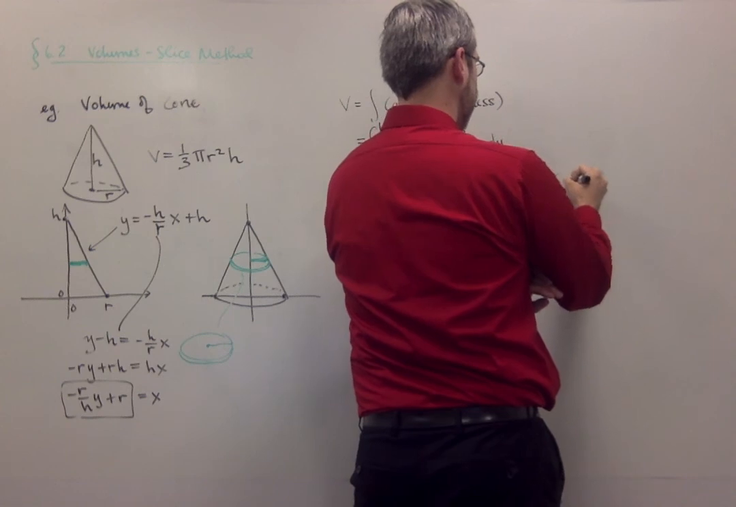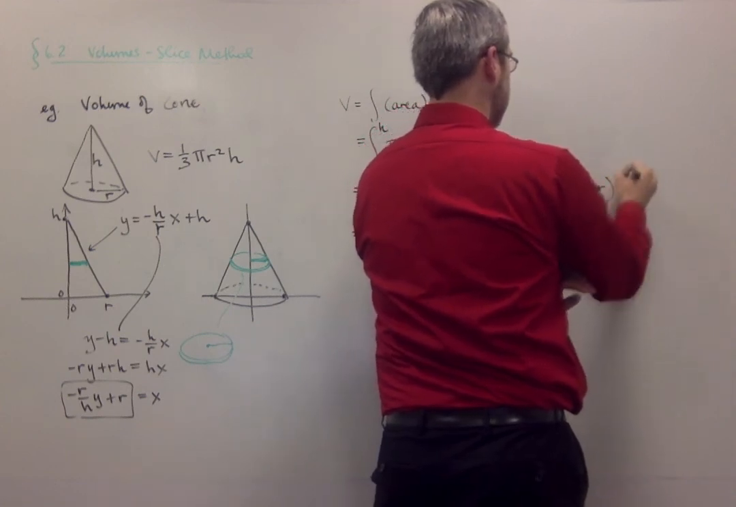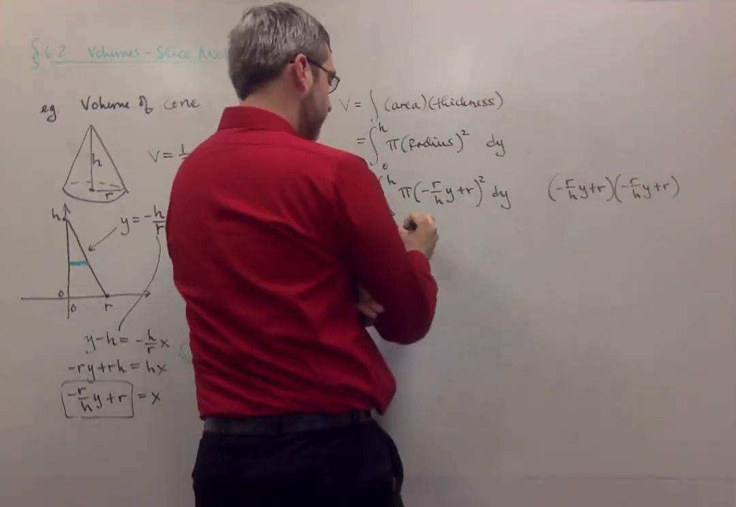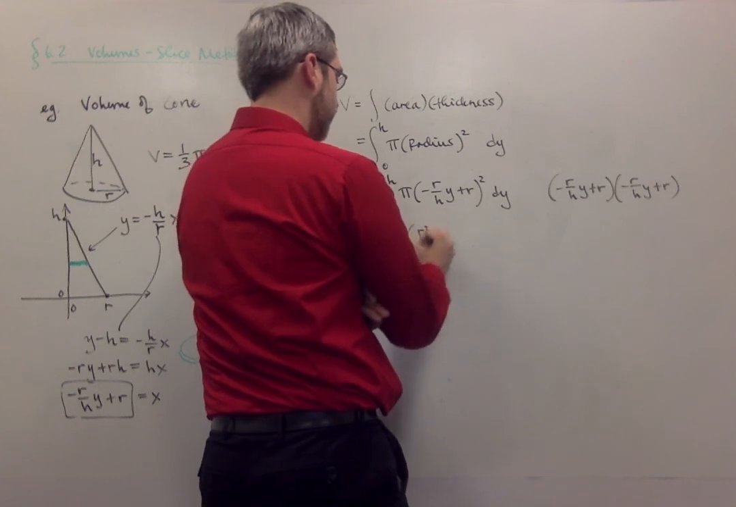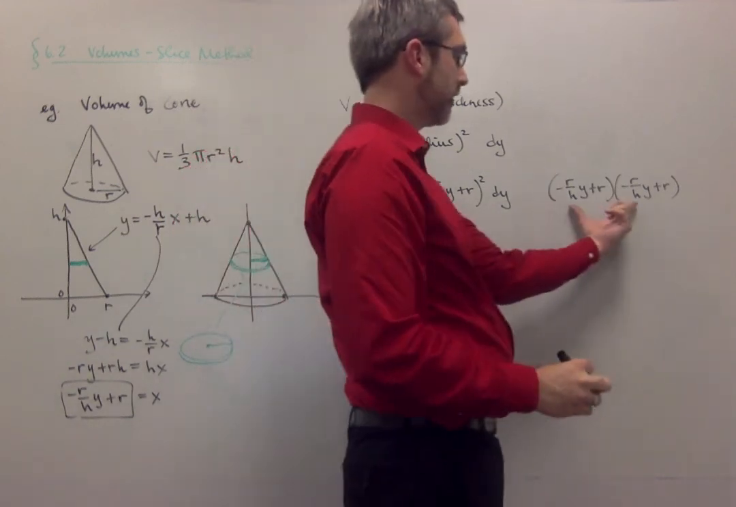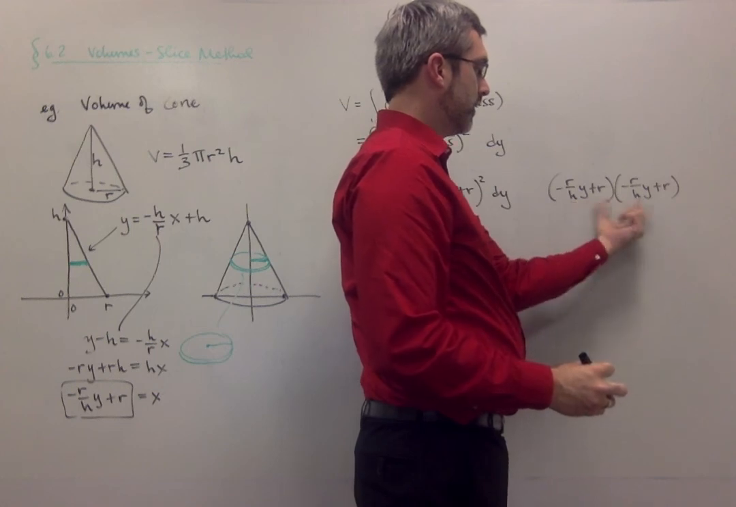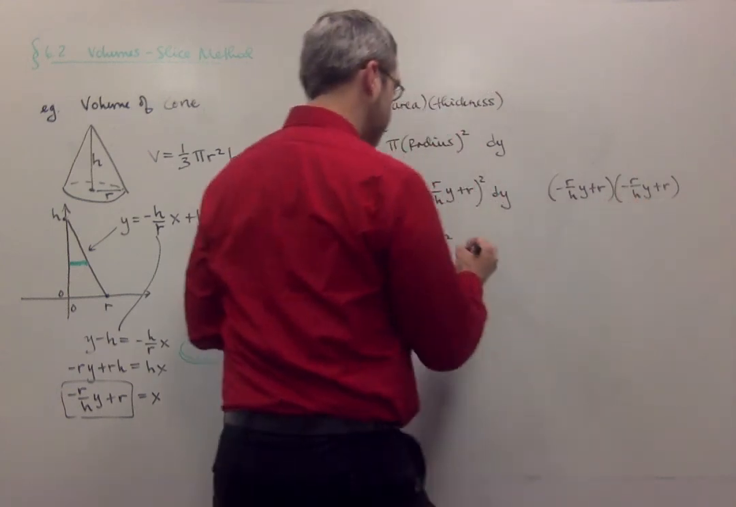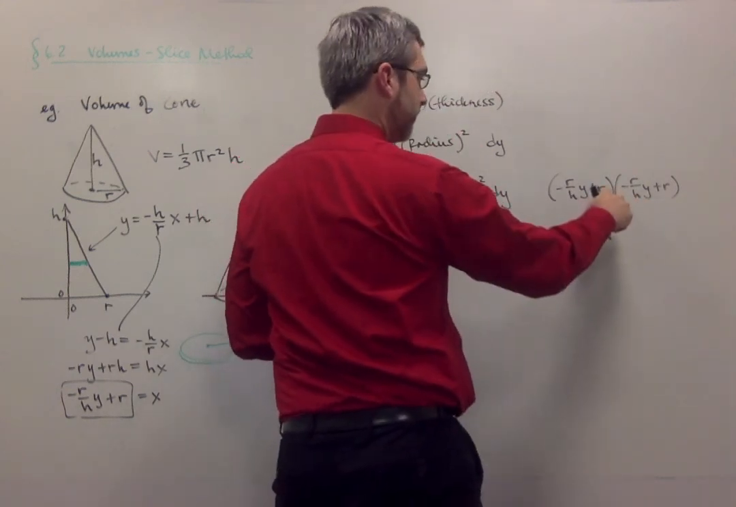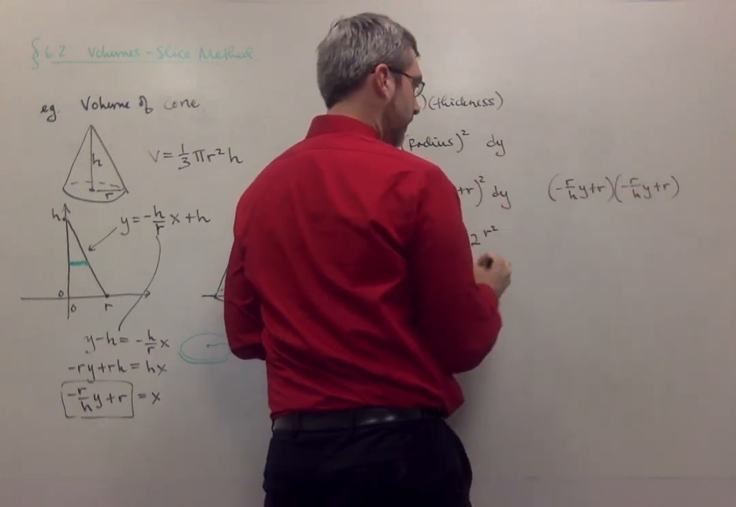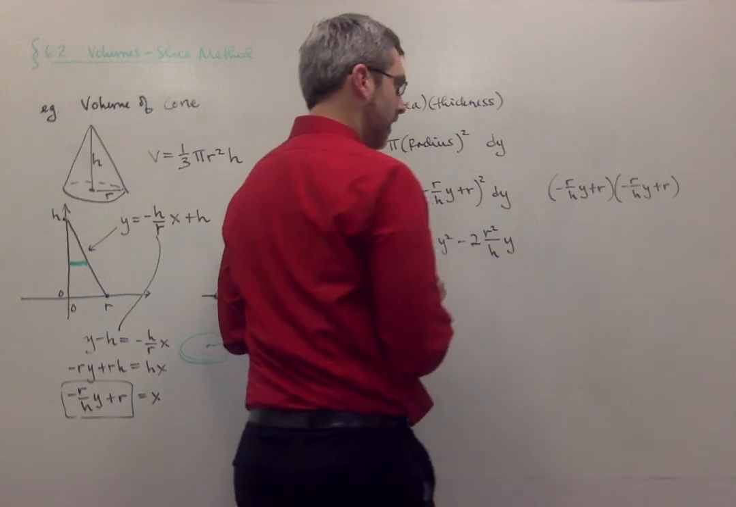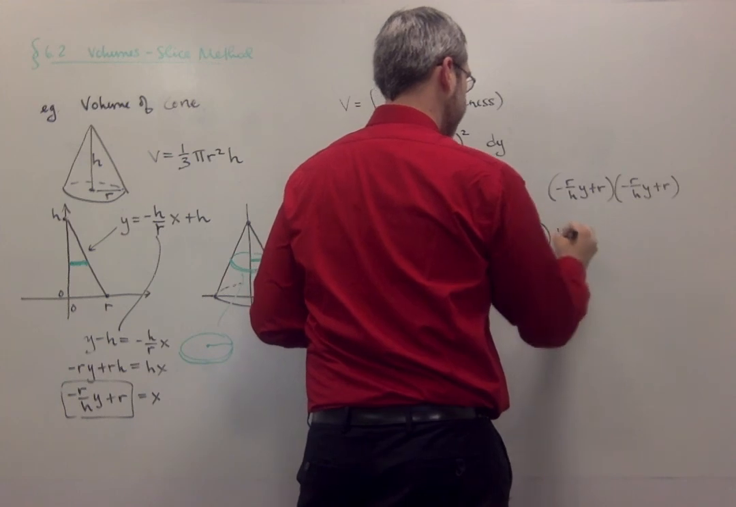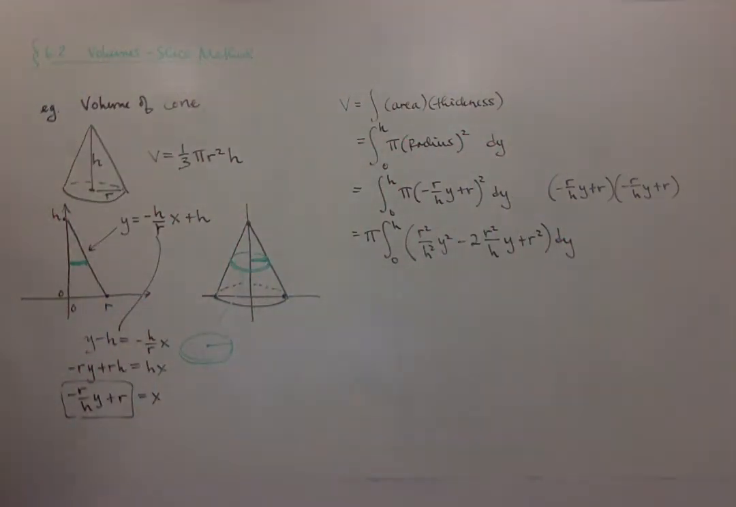Okay? We've got negative r over h y plus r times negative r over h y plus r. So if we multiply that out, we're going to get r squared over h squared y squared. That's the first term. We're going to FOIL. The outer and the inner are the same kind of terms, so we're going to get two of those. So we're going to get minus 2 r squared over h times y. And then r times r is going to give us a plus r squared. Follow me so far?